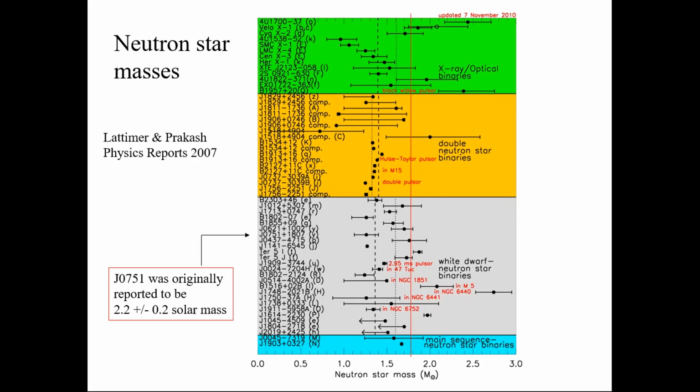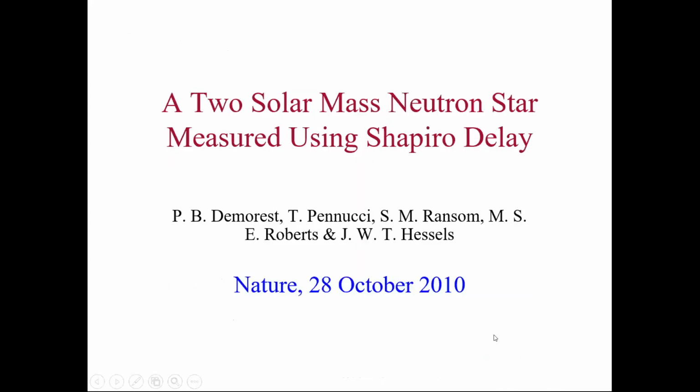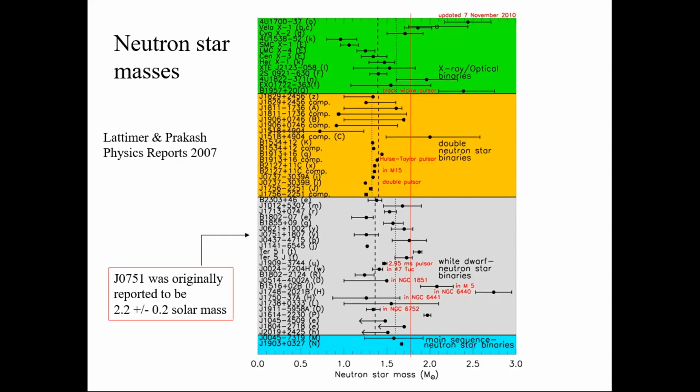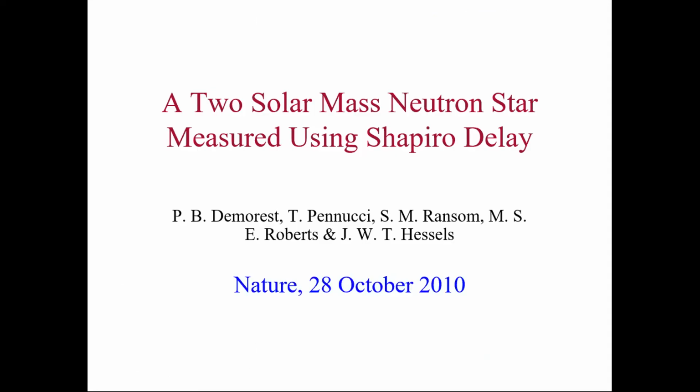This plot was updated, you see at the very top, November 2010. And the reason for that is if you look down at the white dwarf neutron star binaries, there is one neutron star with a mass of 2 solar masses with very, very small error bars. And that's primarily the reason this plot was updated. So where did that star come from? That was a very famous discovery paper by Demorest and collaborators with the title "A 2 solar mass neutron star measured using Shapiro delay." This was published in Nature in October of 2010.